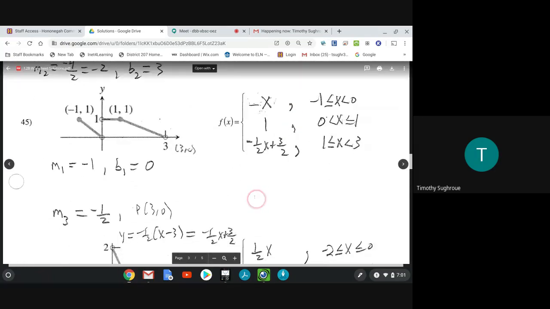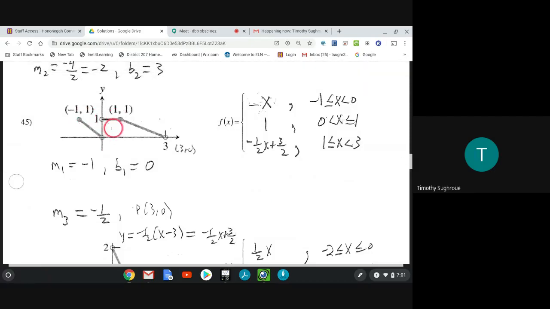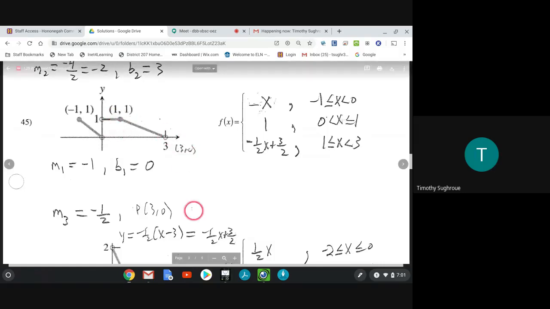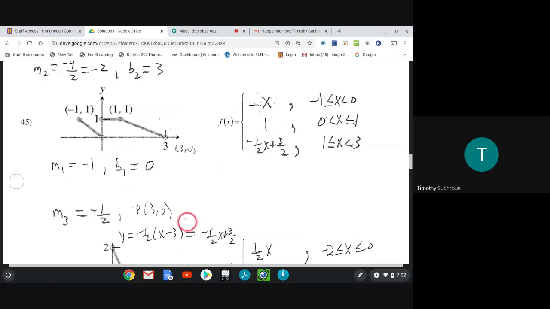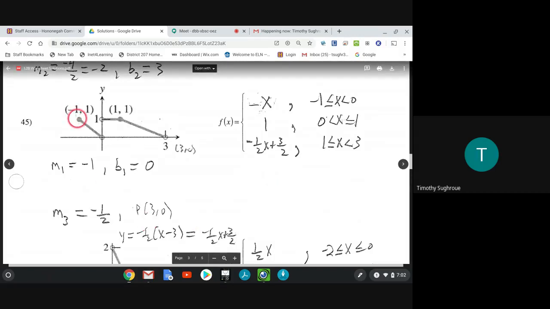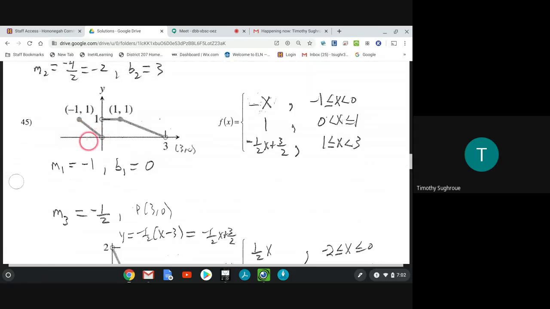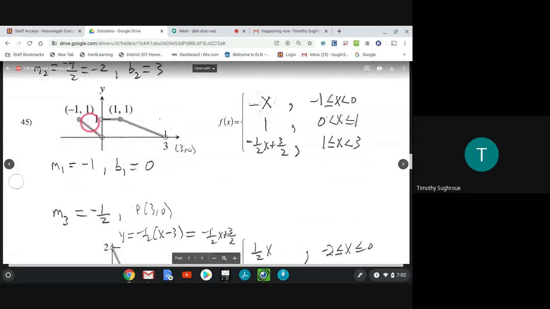45. 3 pieces: a negative slope, a horizontal line, a slant line with a negative slope. So here we go. On this first one, the slope is -1, down 1 to the right 1. This is only defined between -1 and 0. X is greater than or equal to -1 because of the solid dot. X is less than 0 because of the open dot. That defines the values between -1 and 0, inclusive at x equals -1, non-inclusive at 0.